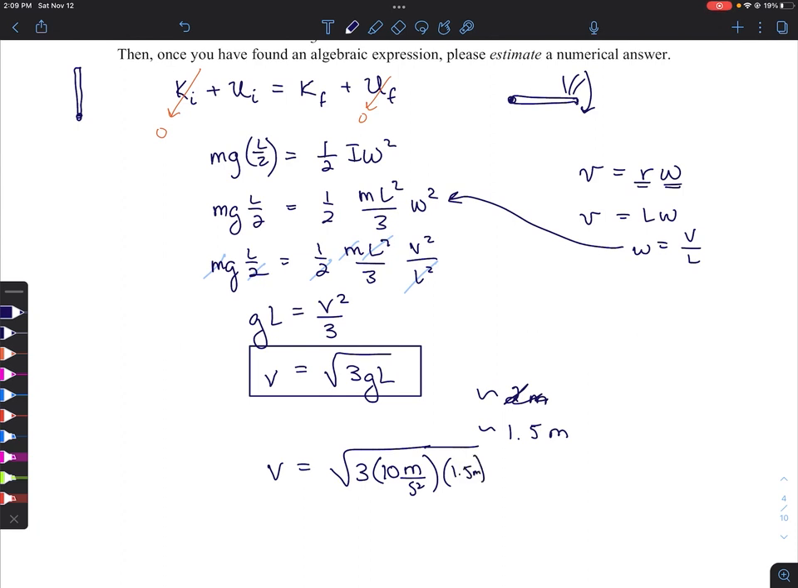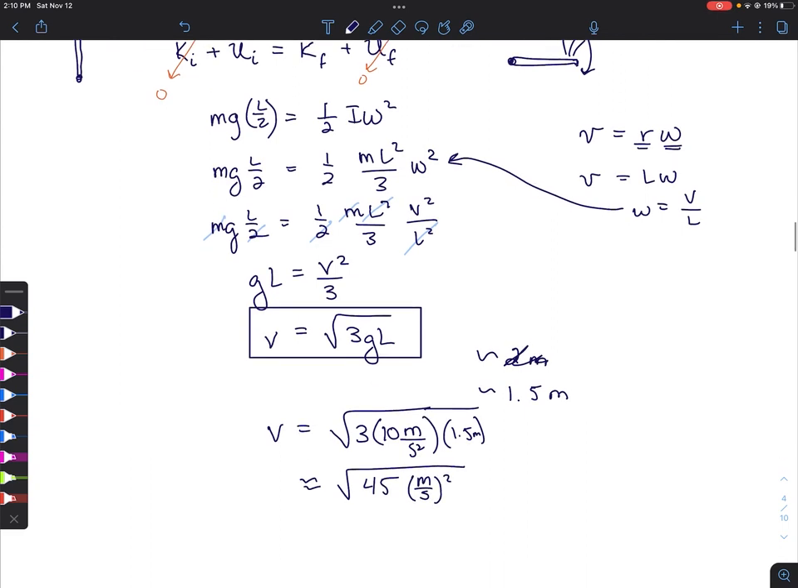So that gives us 30 times 1.5, which is about equal to the square root of 45 meters squared per second squared. And the square root of 45 is approximately equal to 6 point something, maybe, I don't know, let's call it 6.5. I don't know exactly what it is, but we're estimating, so it doesn't matter that much. So that's about 6.5 meters per second.